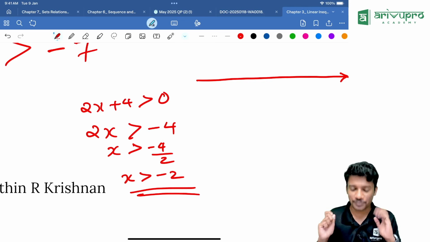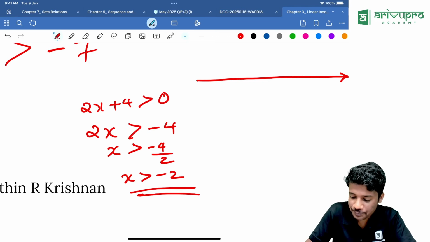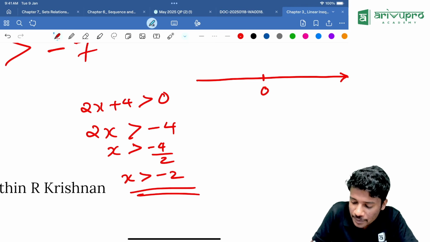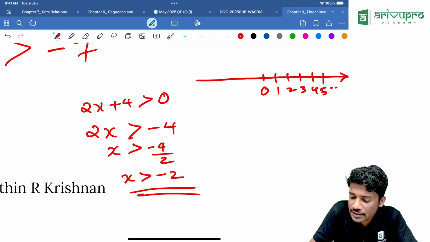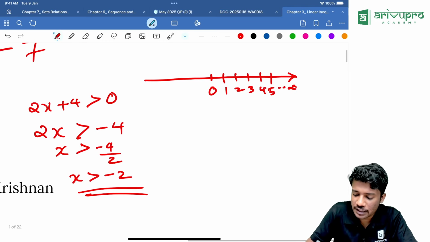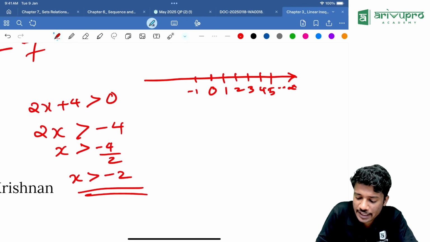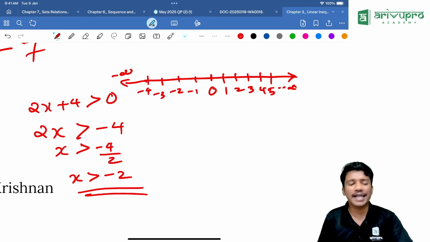Yes, you can. So, the middle number is 0. Towards the right, what is positive? 1, 2, 3, 4, 5, etc., up to infinity. Then towards the left is what? Negative numbers. Minus 1, minus 2, minus 3, minus 4, etc., up to minus infinity.